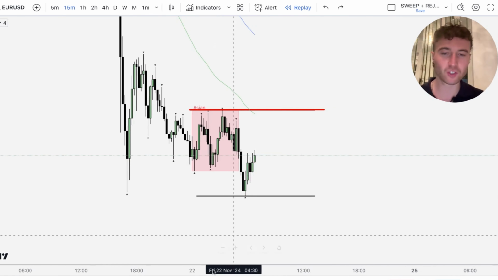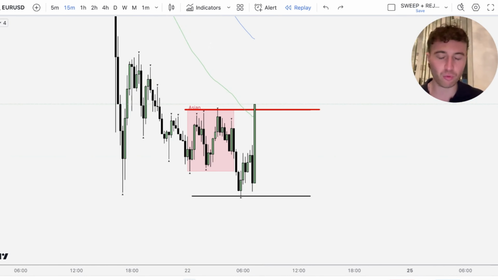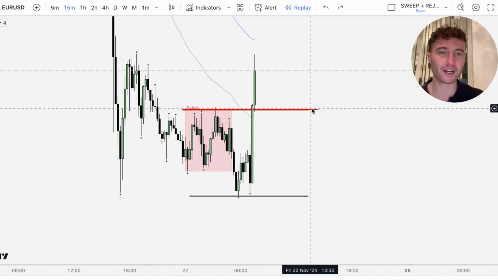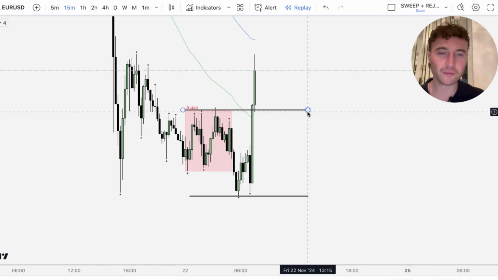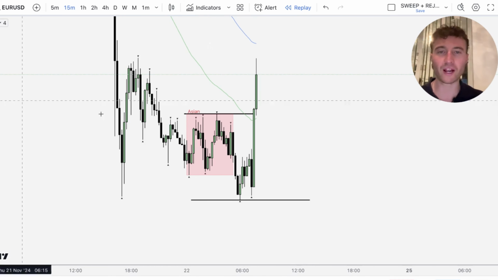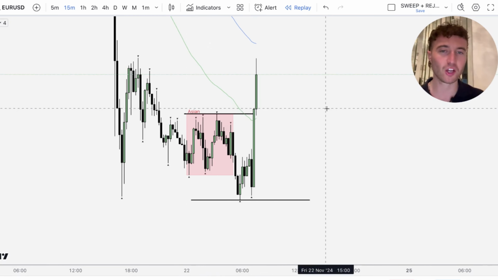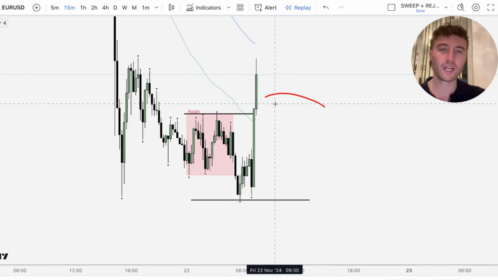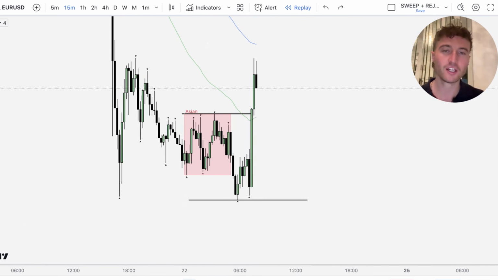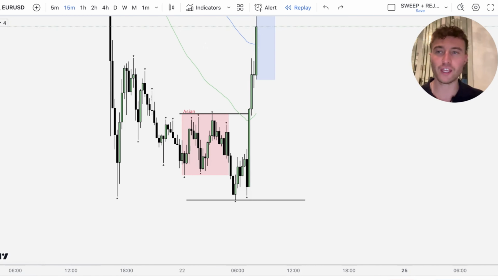So let's play this on. Let's have a look at what price does. You can see we are manipulating this buy side liquidity right here. So we're running all of these buy stops, also stopping out retail. Their stop losses are going to be above here. Okay. And now we're just looking for a bearish confirmation during the kill zone.